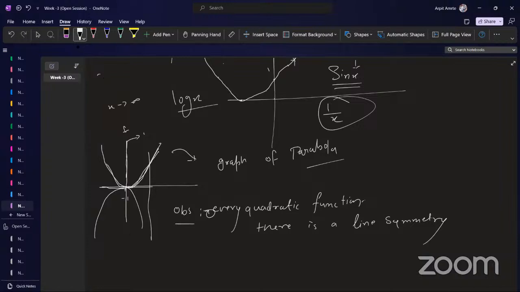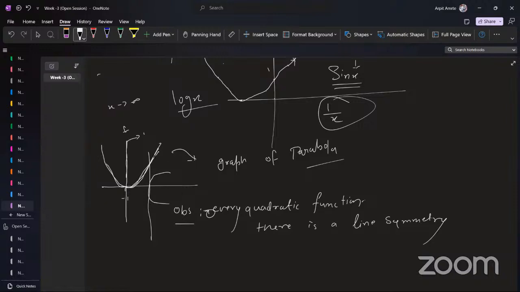Okay, sir, that is not the case. But sir, the parabola can be horizontal also sometimes. You are saying like this. Yeah, we are not discussing parabola here. What I said is that this function looks like a parabola.